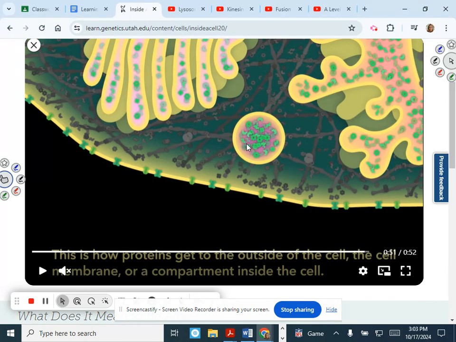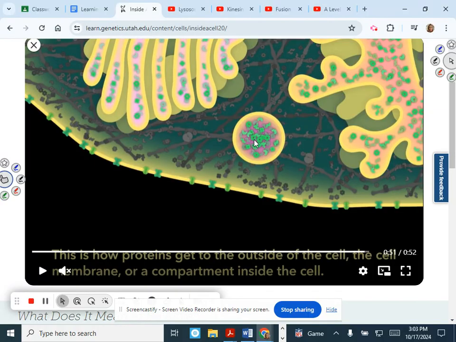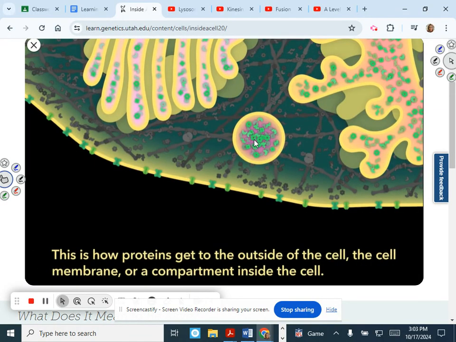So this is a lysosome. A lysosome contains a bunch of digestive enzymes, digestive proteins, and that can help the cell break down unwanted materials, which I'm going to show you here in just a second.